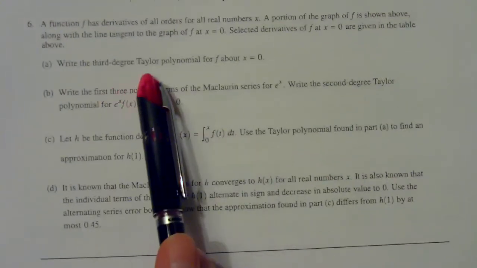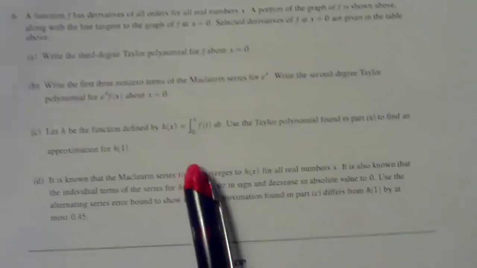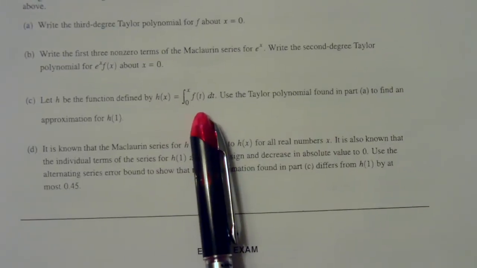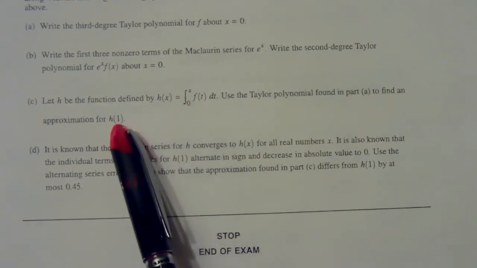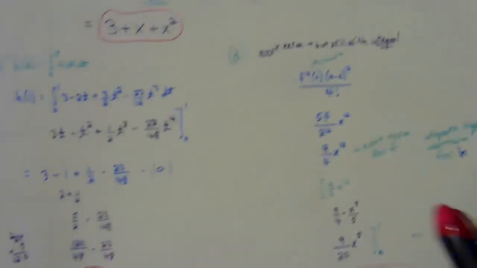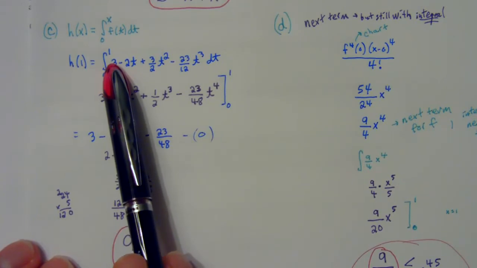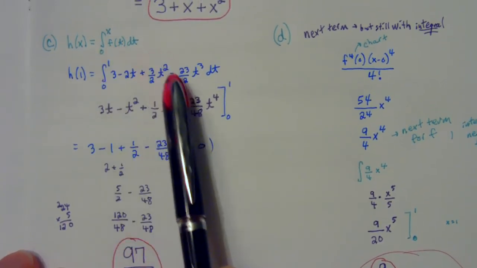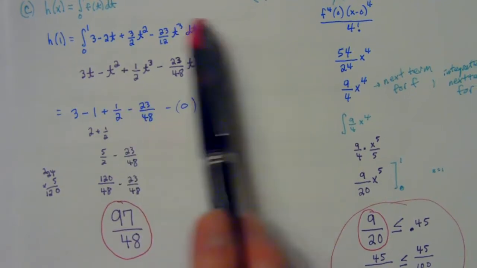For letter A, that was a Taylor polynomial representing f. And letter C, we're supposed to integrate that f, and then use that to find h of 1. Well, if h of x is equal to that, that means h of 1 is the integral between 0 and 1 of that f of t. So I started with that, plugged in the 1 for the x. They got t's in there, but you could work this all out with x's, plug in the 1, plug in the 0.